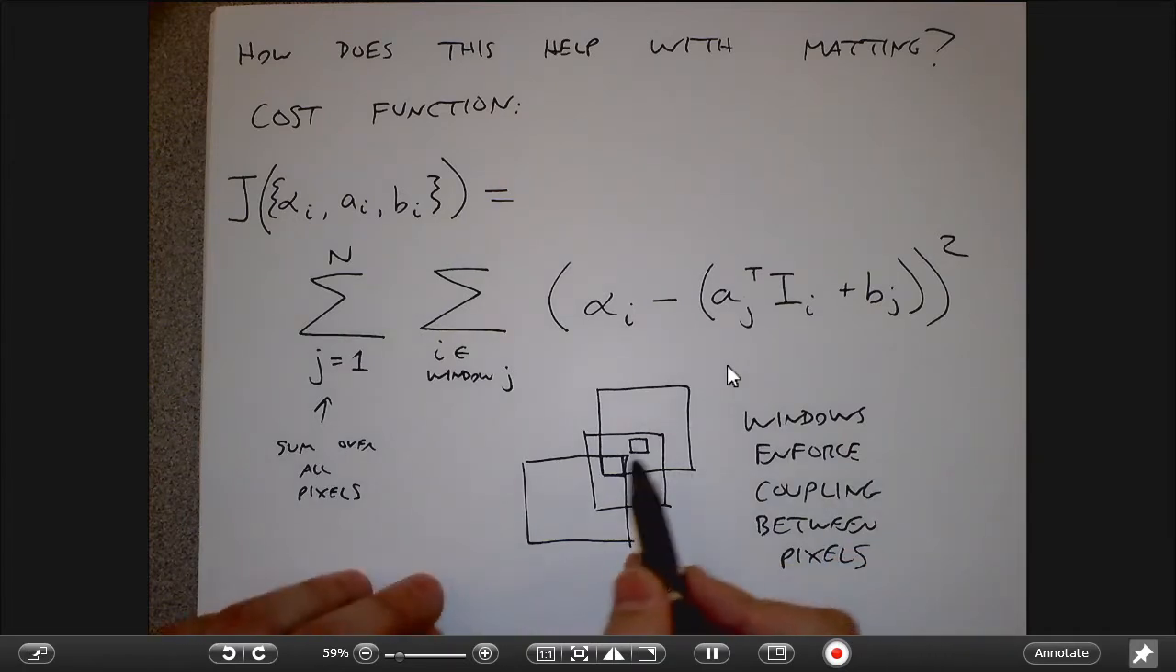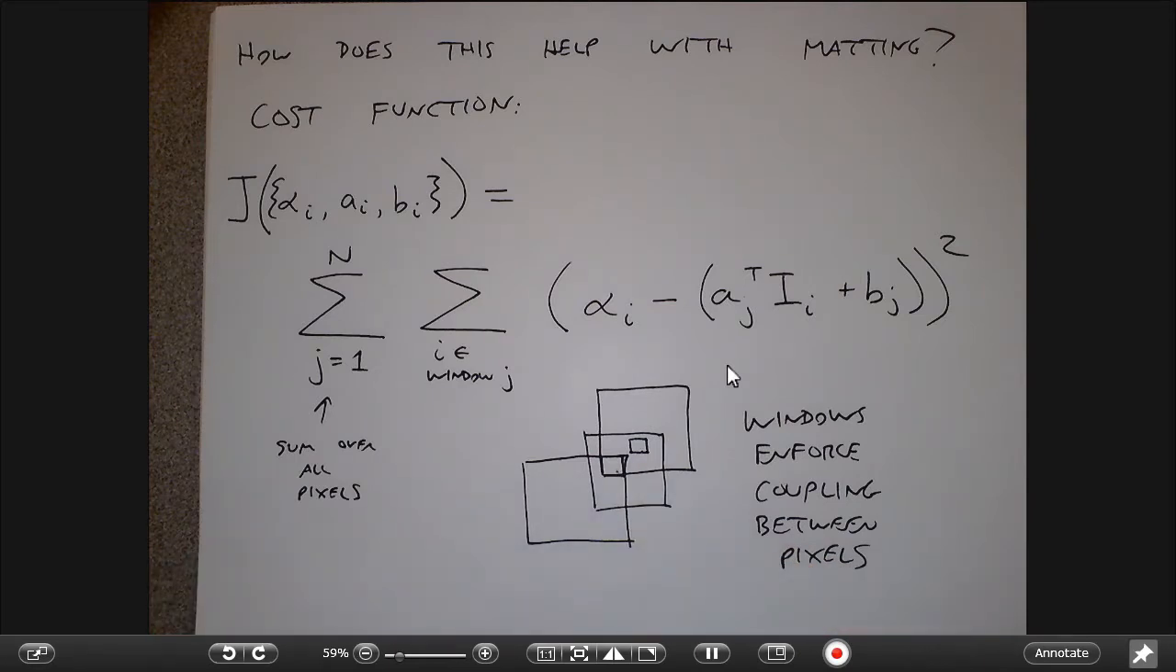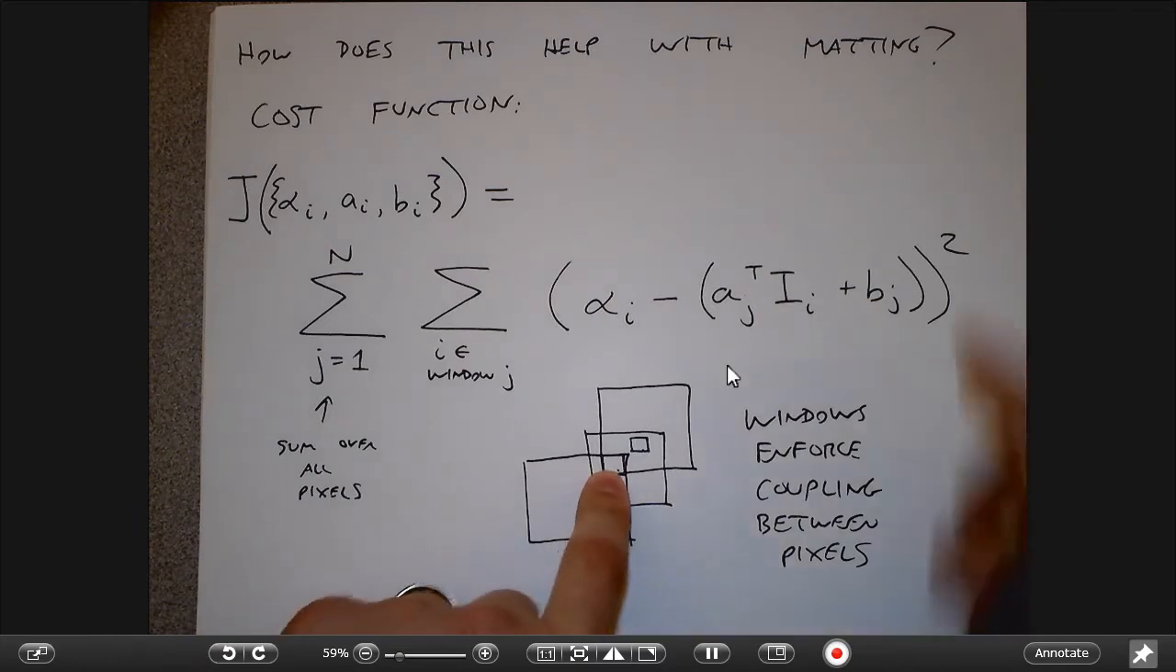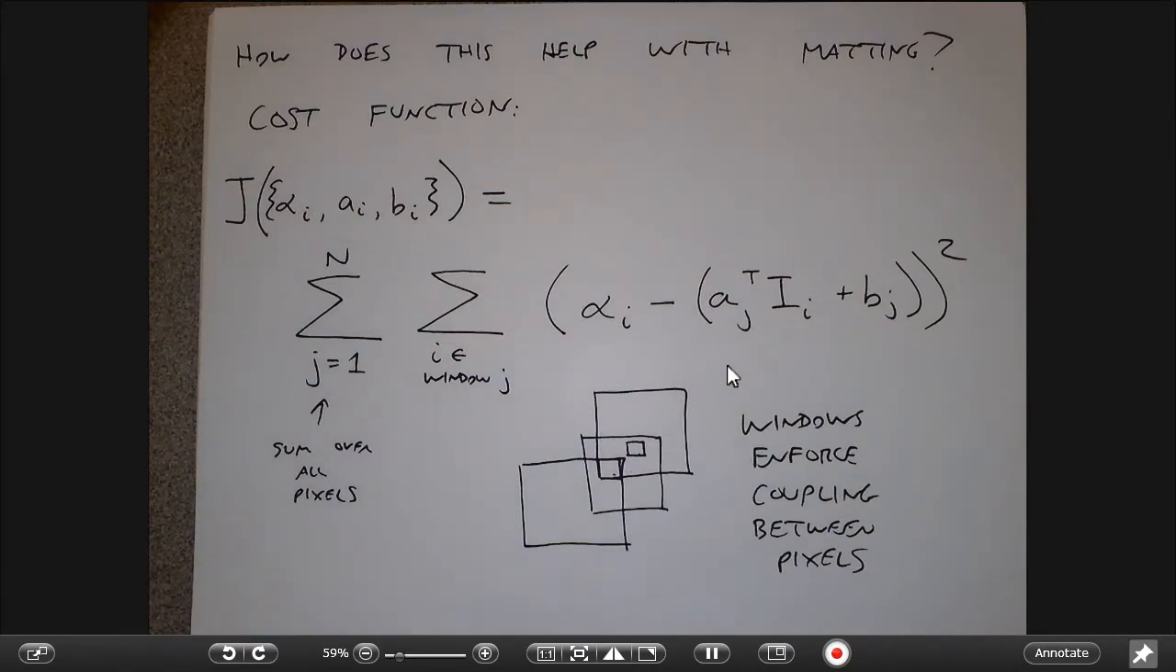So no longer is the estimate at this pixel a totally independent thing from this pixel, because they're grouped together since they're close by in a window. This pixel and a pixel over here are still not very involved with each other because they're not directly related, but pixels that are within a window's length of each other are nicely related. So this gives us a way of getting a little bit of nice spatial coherence, making sure that we don't have alpha values that vary like crazy over the whole image. Questions or comments?